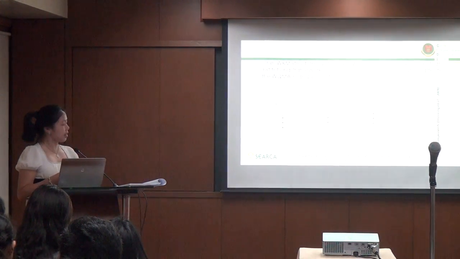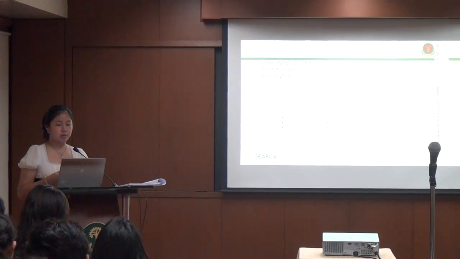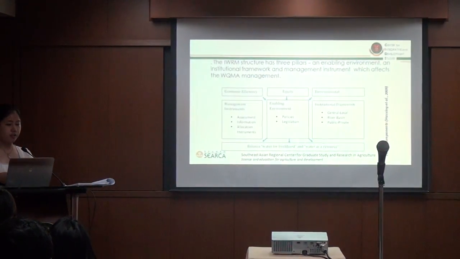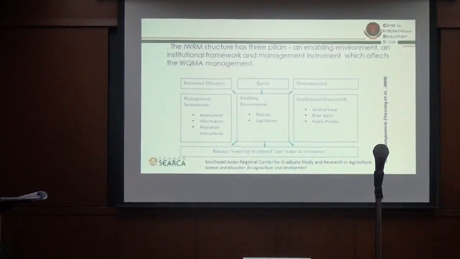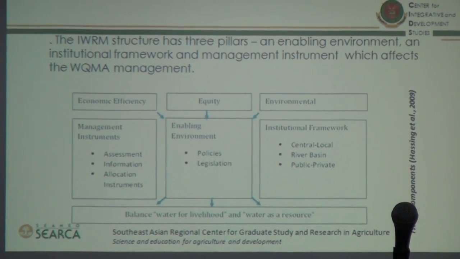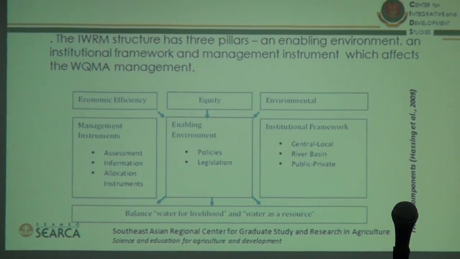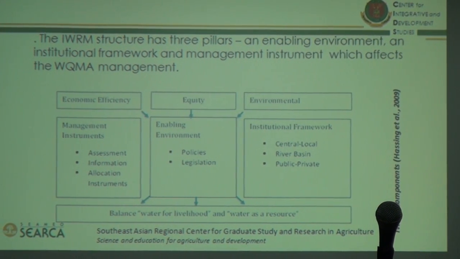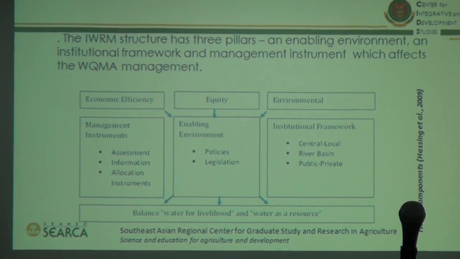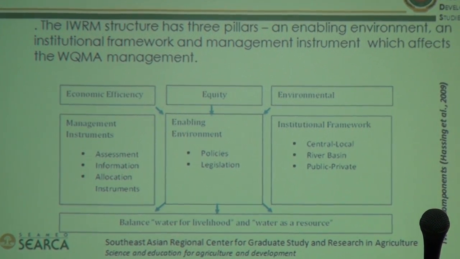So, let me present to you the IWRM structure with its three pillars, mainly the enabling environment in the center, the institutional framework, as well as the management instruments. The IWRM is a process that promotes the coordinated development and management of water. Here, you have the management instruments such as the different assessment forms, the information dissemination frameworks, and the allocation instruments.